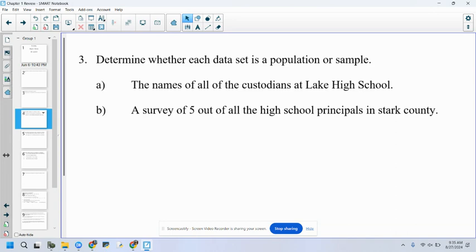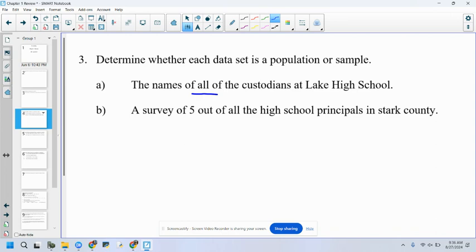Number 3, determine whether each data set is a population or a sample. Names of all of the custodians at Lake High School. By the way, if something doesn't match what you have on your paper, sometimes I tweak this and forget to tweak the Smartboard lesson. So if that ever happens, please just say, hey, that's not what that says. Names of all of the custodians at Lake High School: population. I say the term all, that's population.